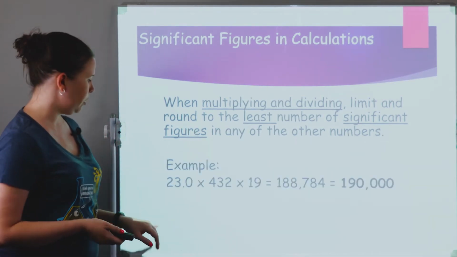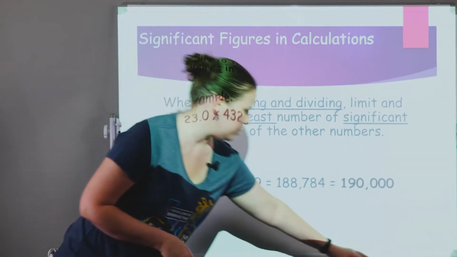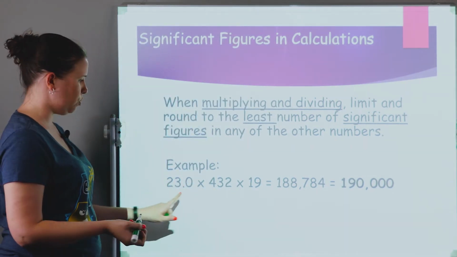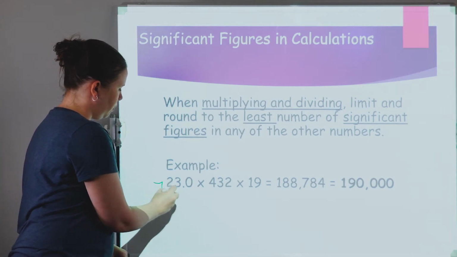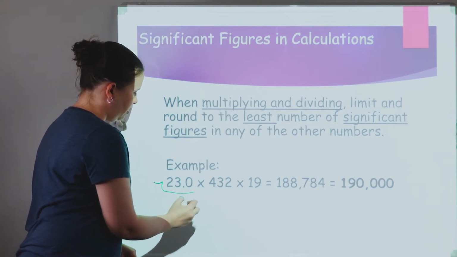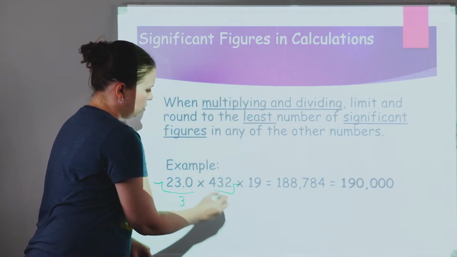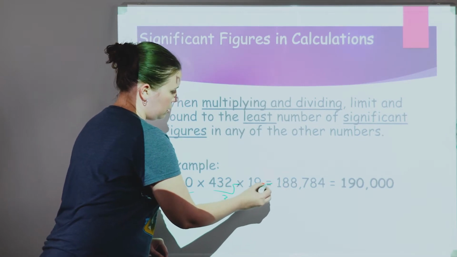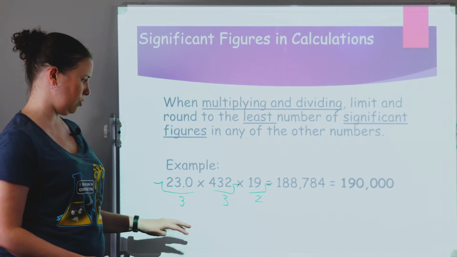So for example, here I have 23.0, 432, and 19. The first thing I need to determine is how many significant figures are in each one. Here I have decimal present, so coming from the Pacific, I get 3 significant figures. This is decimal absent, but there's no zero, so of course that's 3 significant figures. And then same thing here, decimal absent, so they're both significant, but this one only has 2 significant figures.